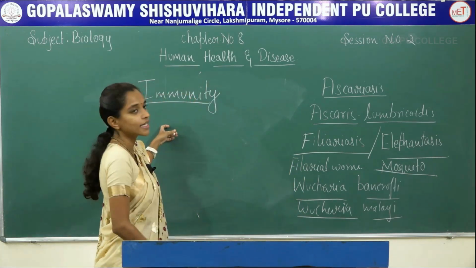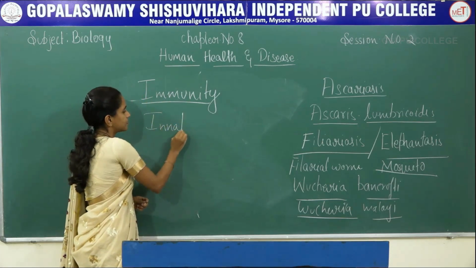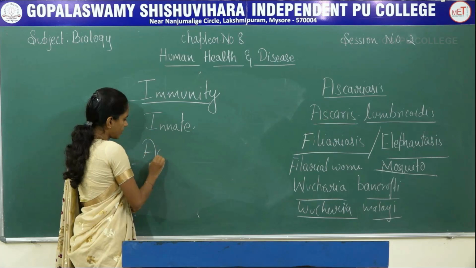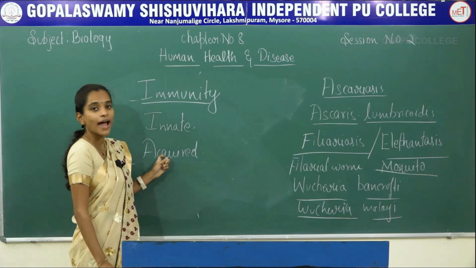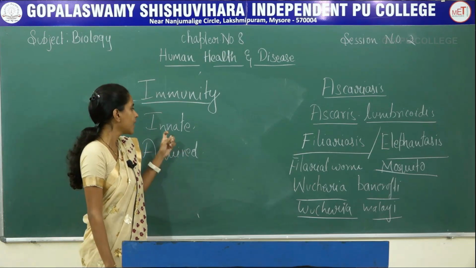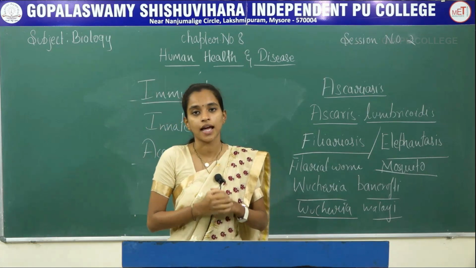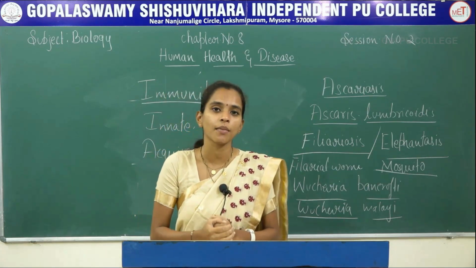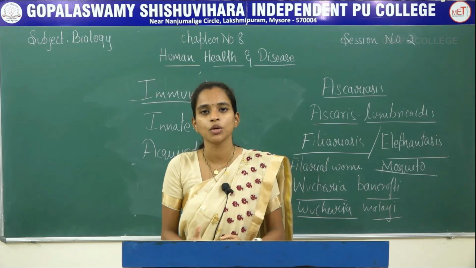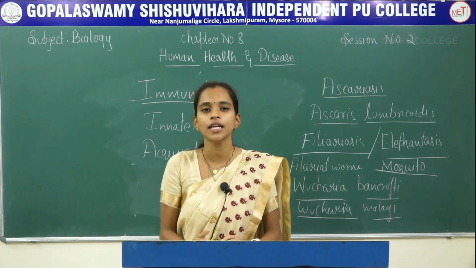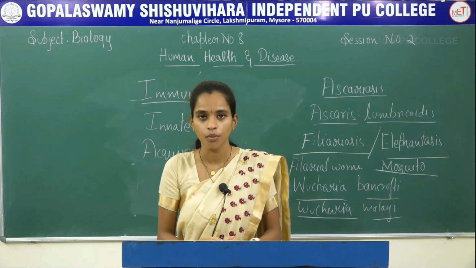Now, there are two different types of immunity: innate immunity and acquired immunity. Innate immunity is the one which we have got by birth, that means it is inherited from our parents. That is what is termed innate immunity. Innate immunity acts in the same way against any pathogen which enters our body.